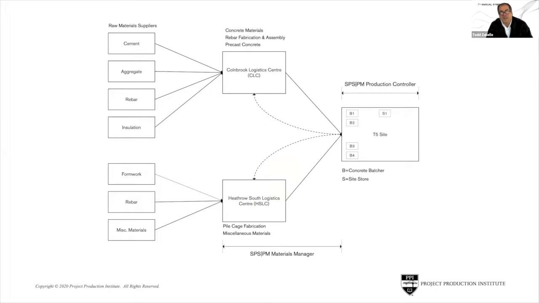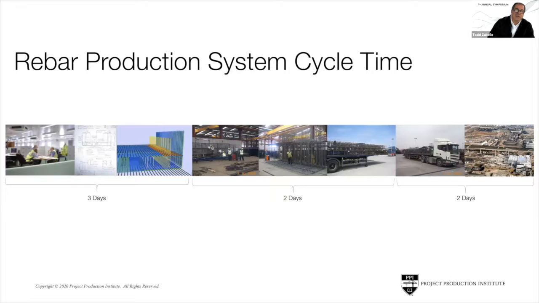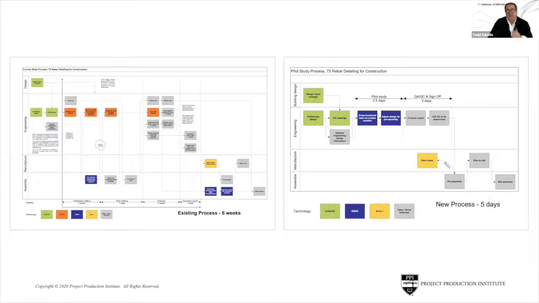But the design of the production system used 2 logistics centers to buffer upstream variability to house material. And what we're able to do through using modern production, this is 20 years ago, was do the detailed engineering for the rebar in 3 days, the fabrication and assembly of cages in 2 days, and the delivery and installation in 2 days, with a total cycle time of 7 days, right? And that ability to go from 6 weeks down to 5 days, which was brought back up to 7 days, was all done in about a 2-hour planning period, okay, looking at the production system.